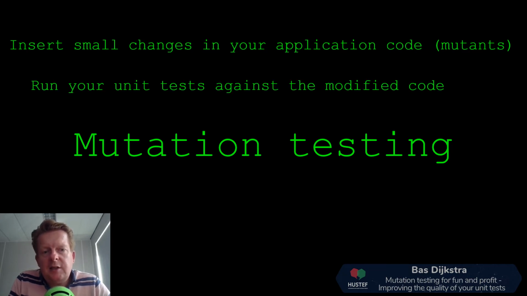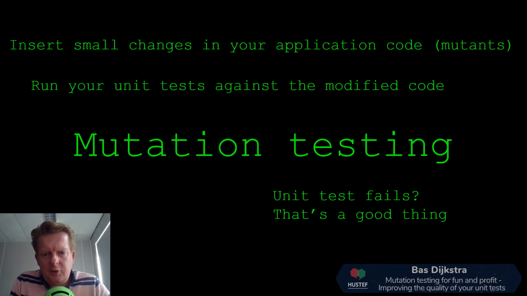And the second stage in the mutation testing process is running your unit tests against the modified code. So what mutation testing tools do is they generate these mutants and then they run your existing set of unit tests against the modified code. And if your unit test fails, that's good news, because it means that your unit test has picked up on the change that the mutation testing tool made in your application code.